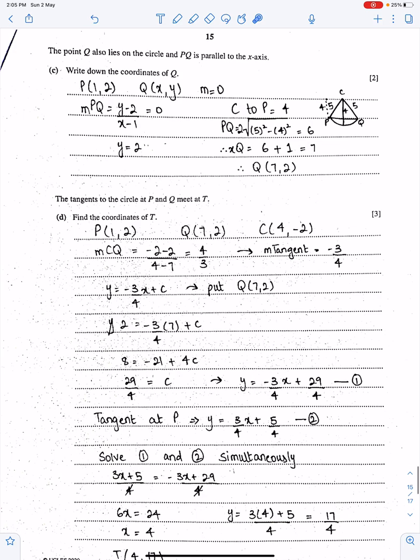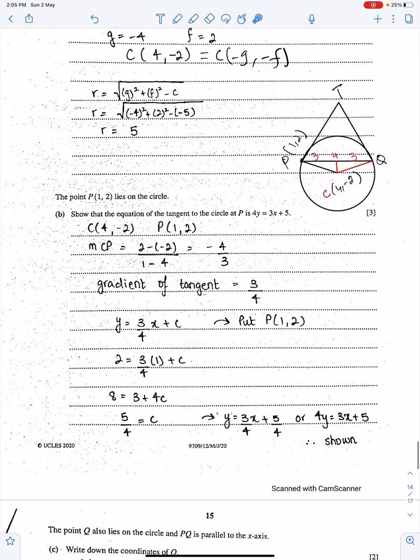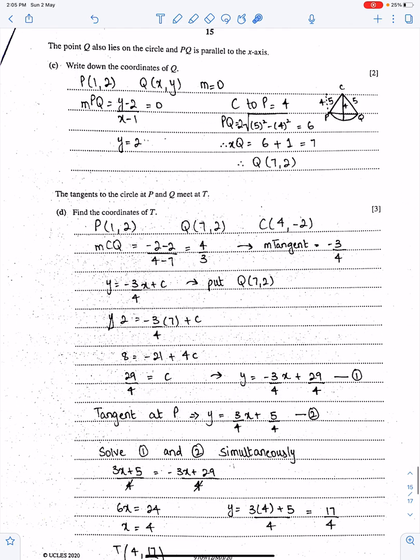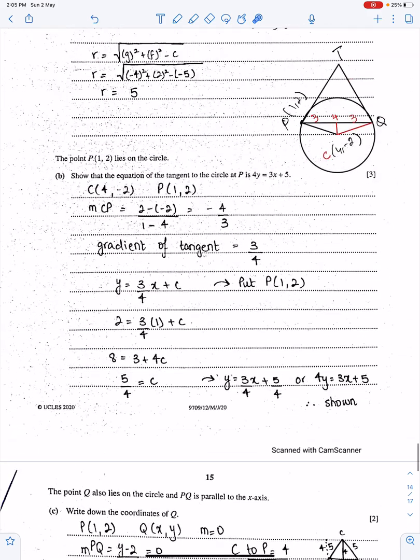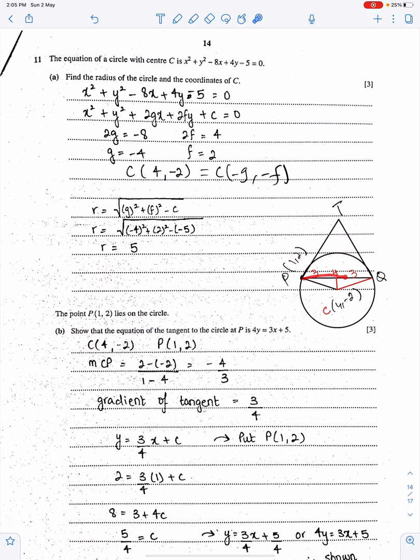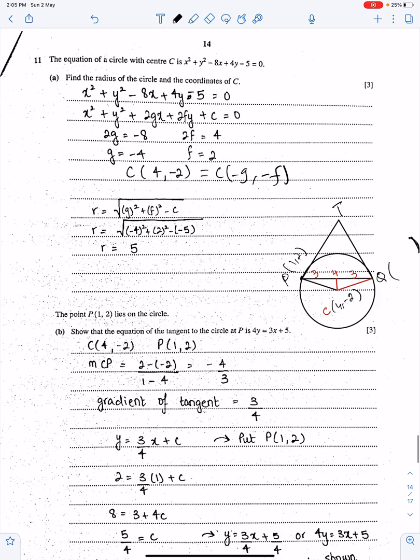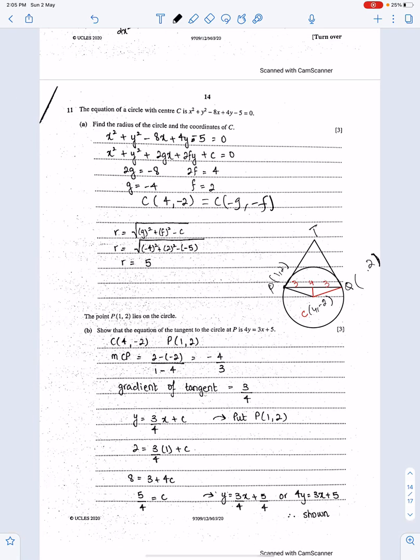The point Q lies on the circle and PQ is parallel to the x-axis. Q should be here because PQ is horizontal. Write down the coordinates of Q. This is so simple. Since this is a horizontal line, the y coordinates of P and Q will be the same. The y coordinate is 2. And the x coordinate is also very simple. This distance is 3 units, because this number is 4 and this number is 1, so this distance is 3. So 4 plus 3 makes 7. Therefore the coordinates of Q are (7, 2).